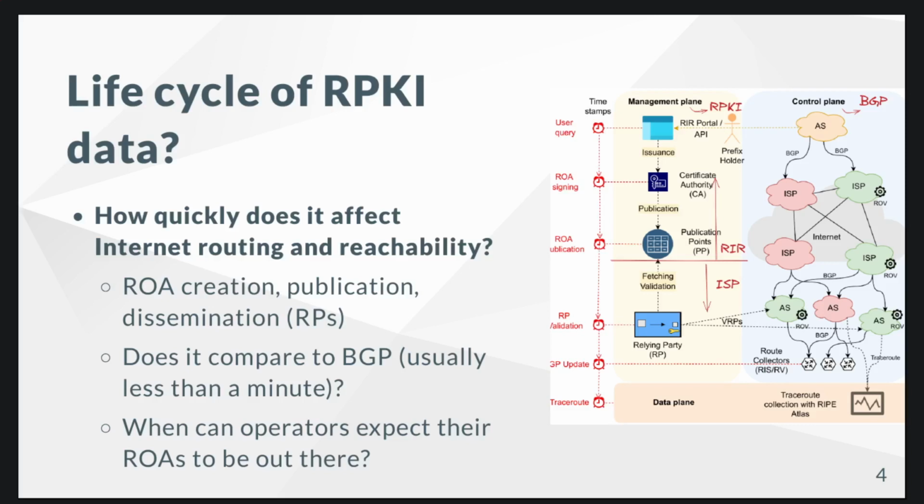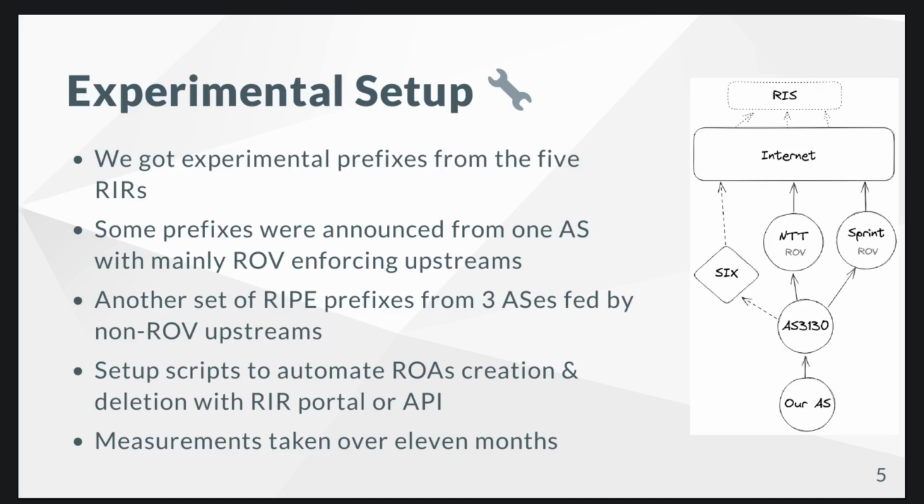To answer these questions, we have designed and set up an experiment for which we got experimental prefixes from the 5 RIRs. We did 2 experiments, but I only have time to explain one here. And in that experiment, we announced prefixes from an AS that has 2 upstreams that are implementing ROV. We have implemented scripts to automatically create and delete ROAs at the RIR's portal or using their API if they have one.